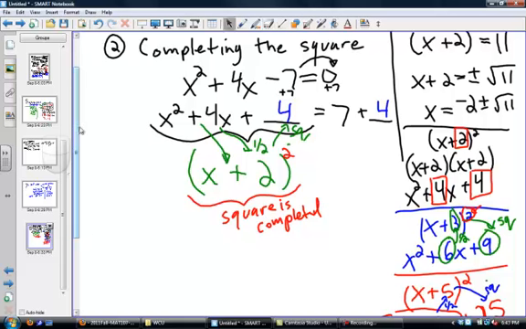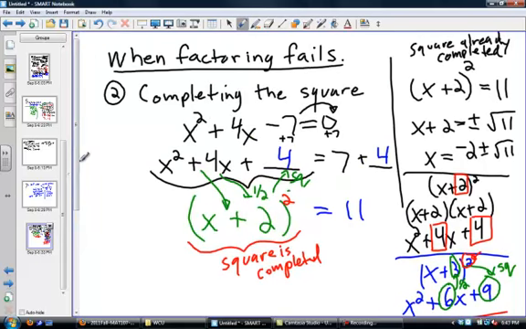Anyway, just to finish it off, I won't do another one. Just to finish it off, equals 11. And you're at this point now. Square is completed. You're equals 11. Now you finish it off.